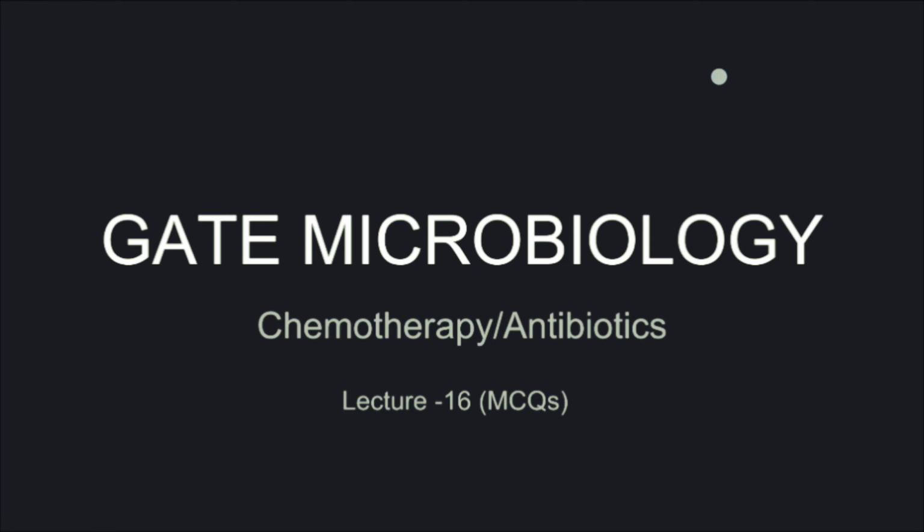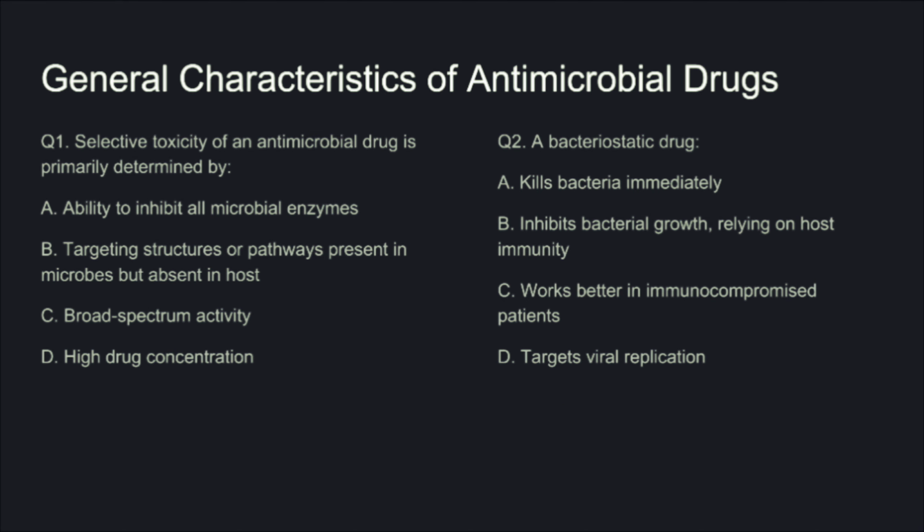Okay, so now let's start with it. So the first topic is general characteristics of antimicrobial drugs. First question is, selective toxicity of an antimicrobial drug is primarily determined by, your options are A, ability to inhibit all microbial enzymes, B, targeting structures or pathways present in microbes but absent in host, C, broad spectrum activity, D, high drug concentration.